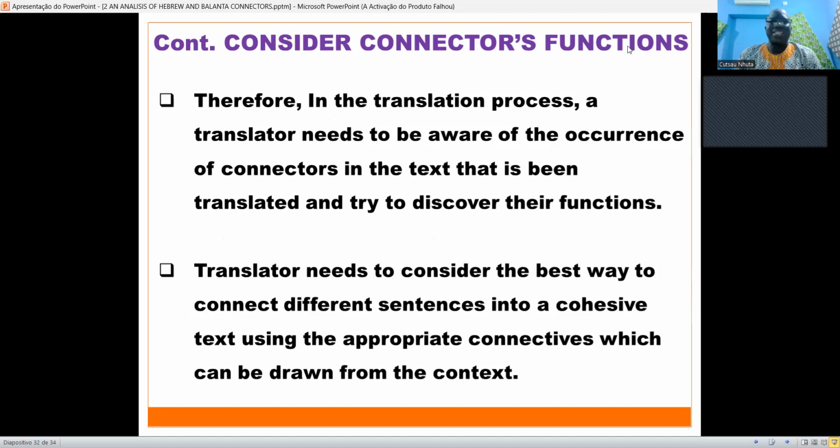Therefore, in the translation process, translators need to be aware of the occurrence of connectors in the text that is being translated and try to discover their functions. Translators need to consider the best way to connect different sentences into a cohesive text using the appropriate connectives, which can be drawn from the context.